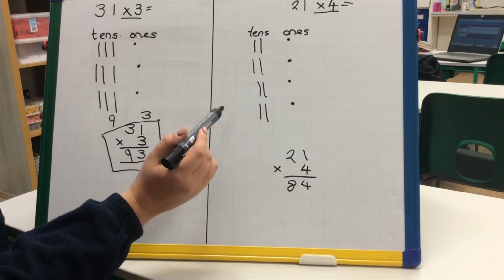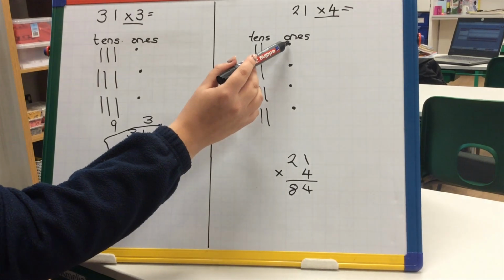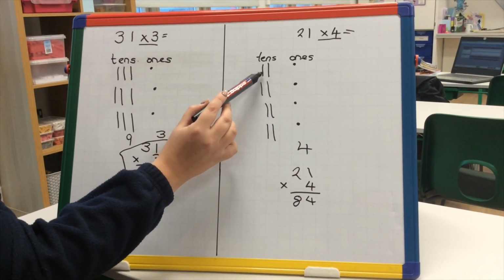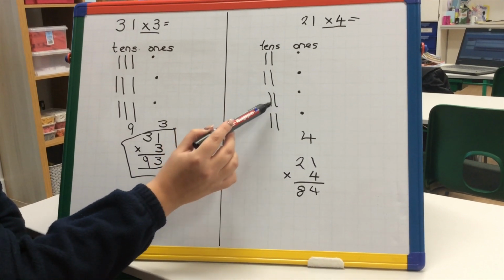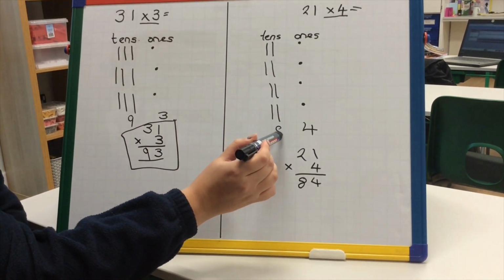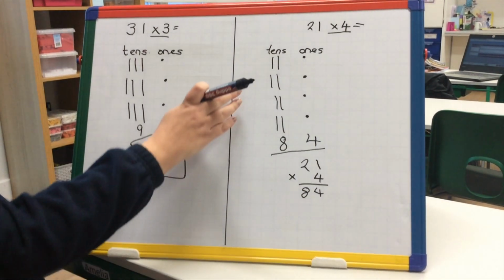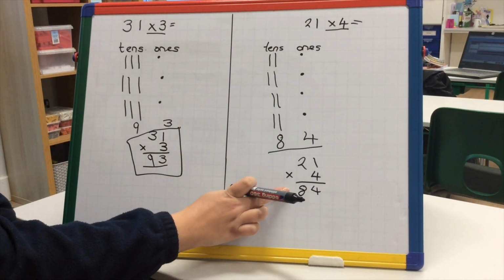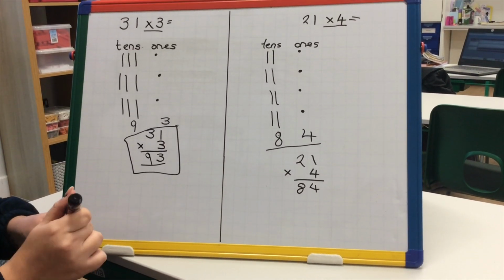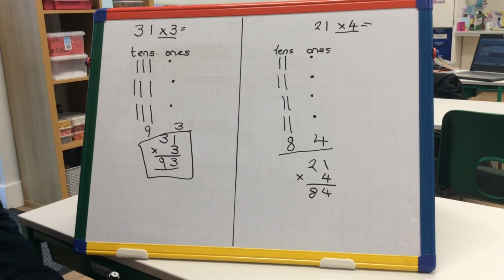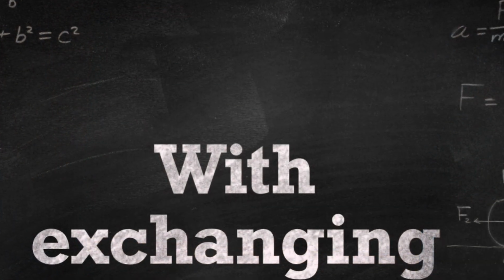Let's go back to our chips and beans to check. Add up our ones, 1, 2, 3, 4. Add up our tens, 10, 20, 30, 40, 50, 60, 70, 80. 8 tens is 80, so the answer is 84. You can see how our chips and beans make sure that our answer with our formal written method is correct. Okay, now it's over to you. Give the questions a go. Good luck.